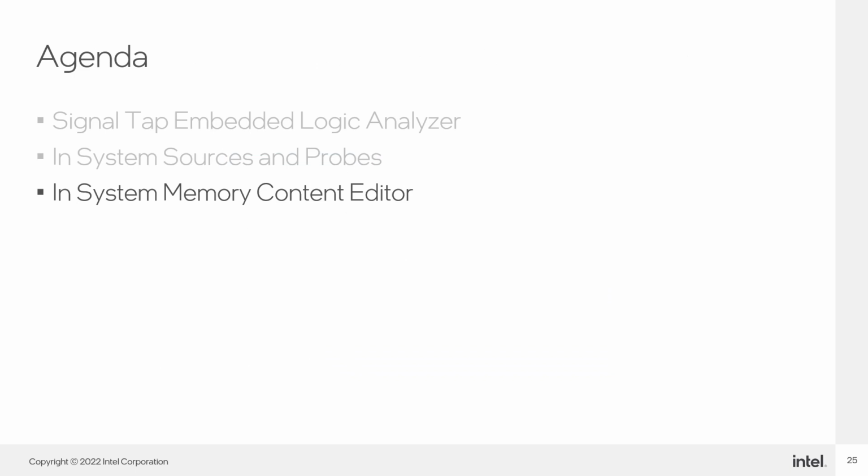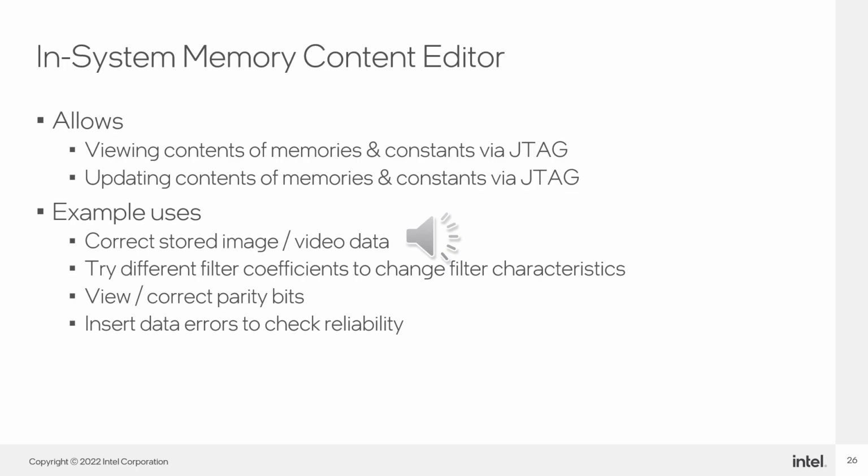The last JTAG debug tool that I will go over is the In-System Memory Content Editor. The In-System Memory Content Editor allows you to quickly view and modify memory content either through a GUI interface or through Tcl scripting commands. The In-System Memory Content Editor works by turning single-port RAM blocks into dual-port RAM blocks. One port is connected to your clock domain and data signals, and the other port is connected to the JTAG clock and data signals for editing or viewing.